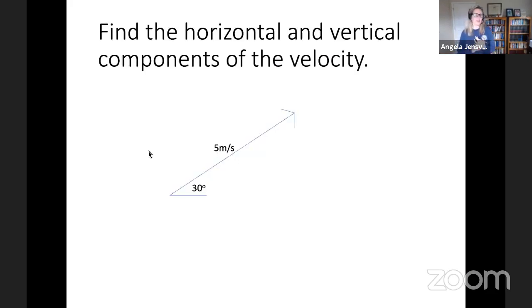I'd like you to find the horizontal and vertical components of this velocity vector. I'm going to give you 30 seconds.